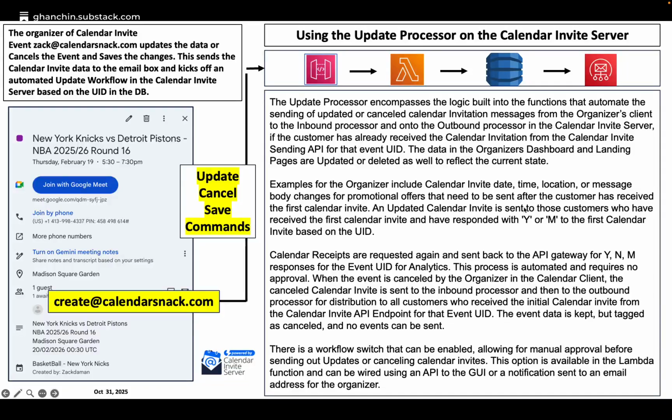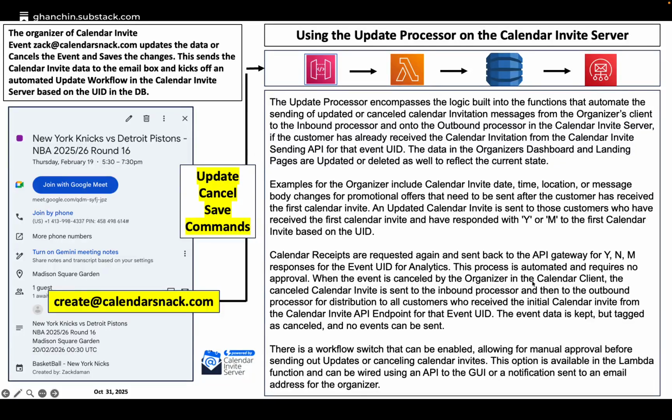An updated calendar invite is sent to those who have received the first calendar invite and have responded yes or maybe to the first calendar invite based on the UID and registered in the database. The calendar receipts are requested again and sent back to the API gateway for yes, no, or maybe responses for the event UID for analytics. This process is automated and requires no approval.